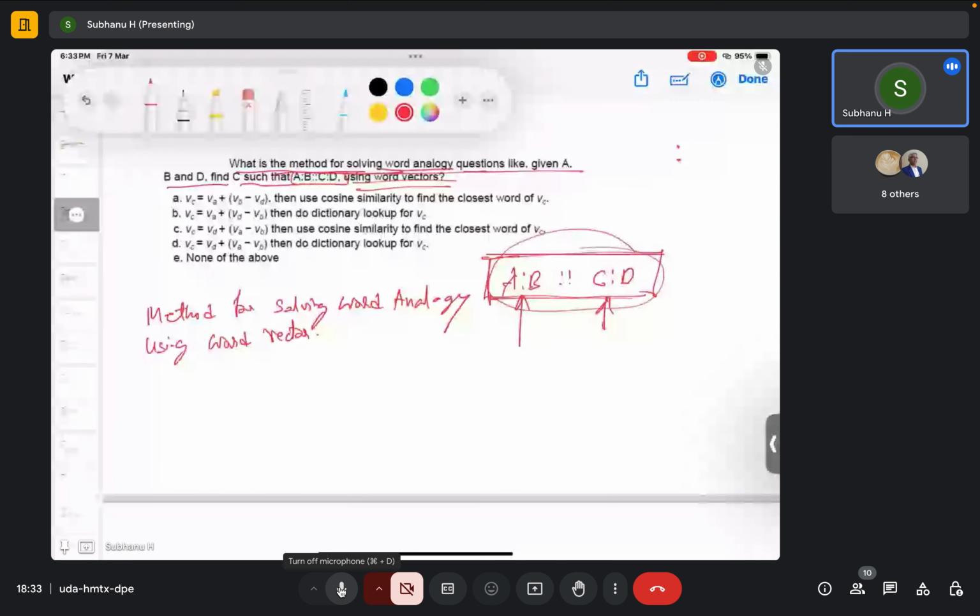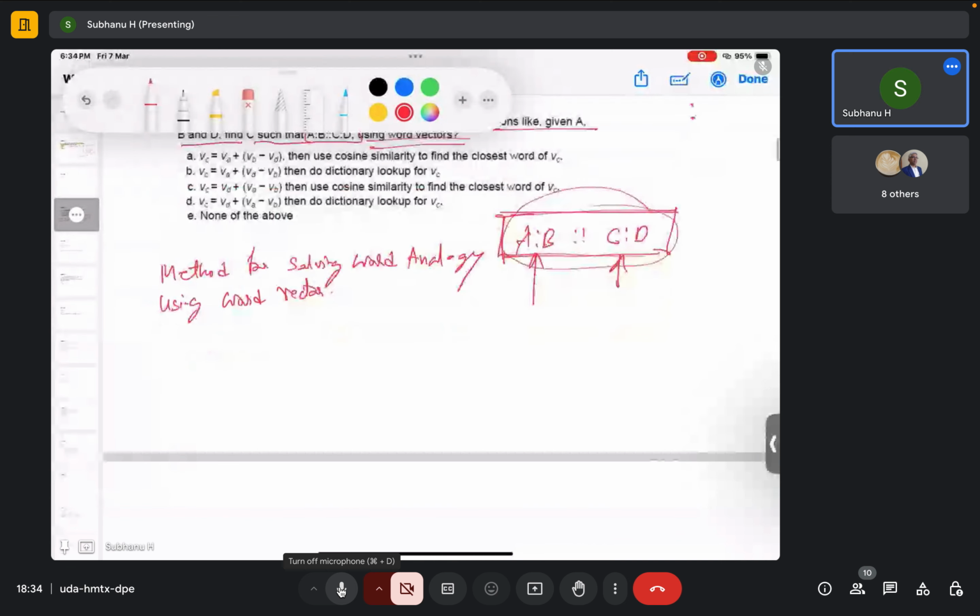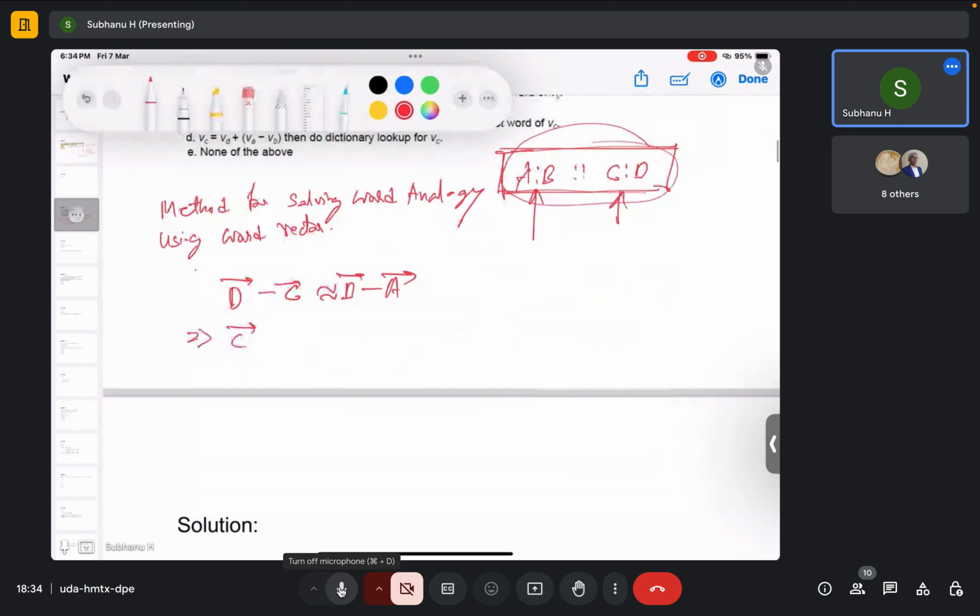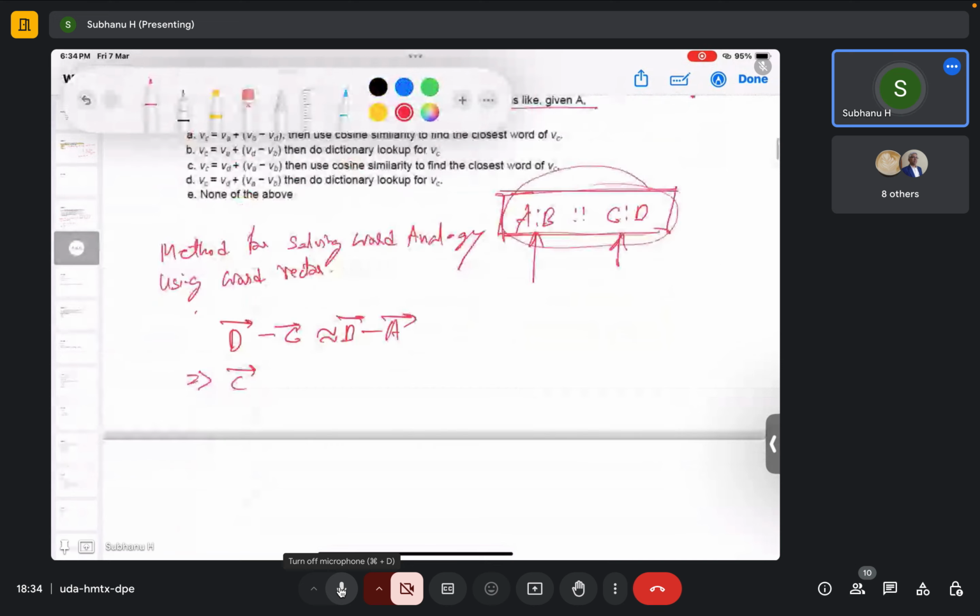The fundamental assumption is that the relationship between word pairs can be captured as a linear transformation in the vector space. The goal is to find C such that this relationship holds. If we rearrange, we have to find C.